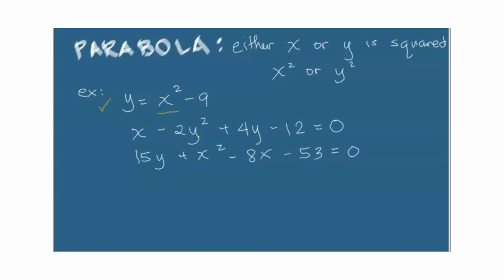Second example, x minus 2y squared plus 4y minus 12 equals 0. So in this equation, only y is squared. So this is a parabola again. Next example, 15y plus x squared minus 8x minus 53 equals 0. As you can see, the y is not squared and we only have x squared. So this is a parabola.